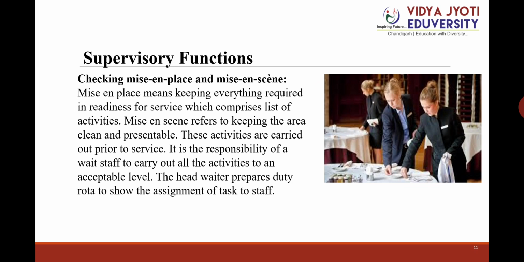Checking mise en place and mise en scene. Mise en place means keeping everything required in readiness for service, which comprises a list of activities. Mise en scene refers to keeping the area clean and presentable. These activities are carried out prior to service.